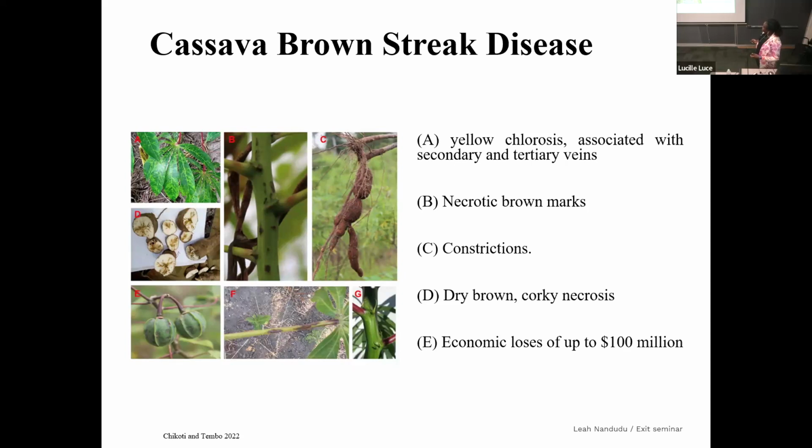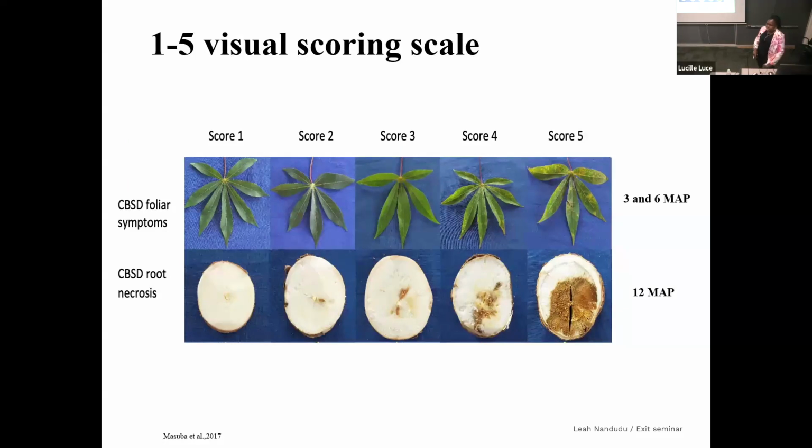So when you uproot the roots, this is always about 12 to 15 months after planting, you see the constriction in the roots, but also when you cut, there are dark necrotic patches in the root. So those are symptoms of cassava brown streak disease, and they cause up to $100 million in economic losses in East Africa. So when we are scoring cassava brown streak disease, we have this 1 to 5 scoring method that was originally developed for cassava mosaic disease, but also works efficiently for cassava brown streak disease. So a score of 1 means no observable symptoms, while a score of 5 is the highest severity that you can observe, either on the leaves or on the root.